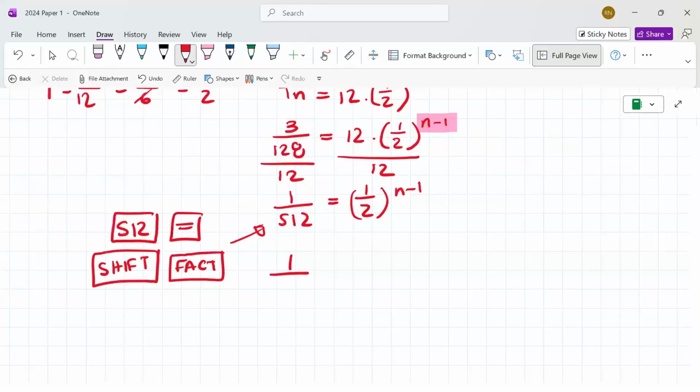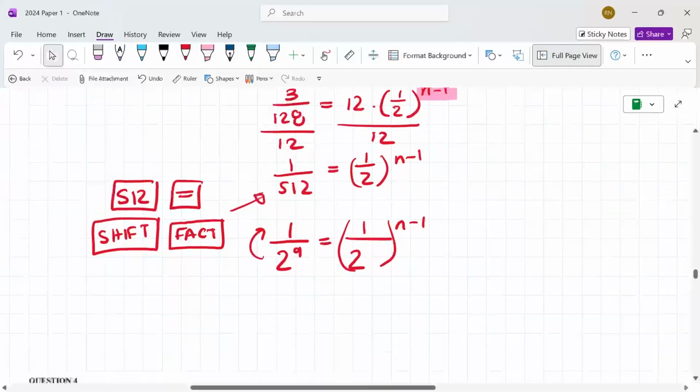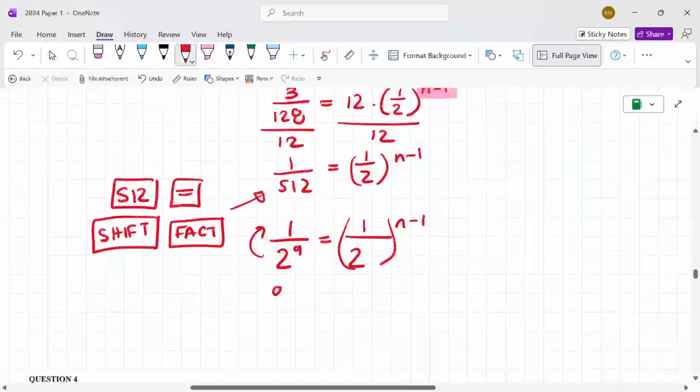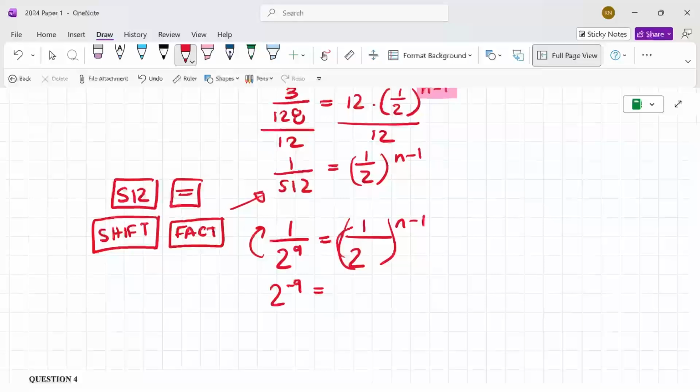So this can be written as 1 over 2 to the power of 9 is equal to 1 over 2 to the power of n minus 1, right? Now I can bring this up. I can bring this 2 to the power of 9 up. It'll just turn into 2 to the power of minus 9. 2 to the power of minus 9 is equal to, and I'm going to bring this 2 up as well, so it'll be 2 to the minus 1 times n minus 1.